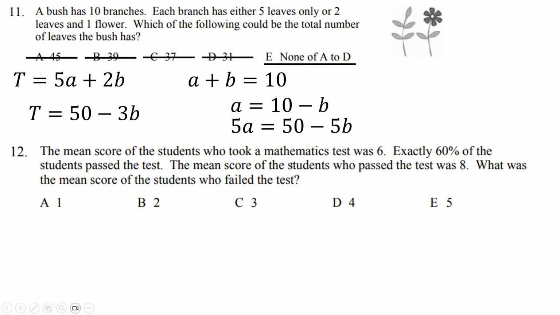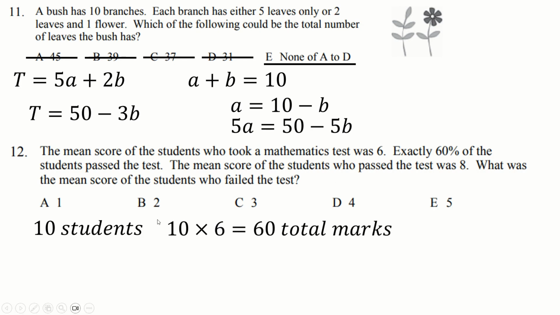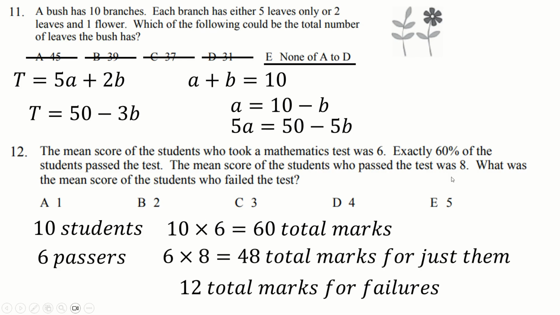And the mean score of the students who took maths test was 6. At this point, we just make up that the number of students is 10, because that's a nice number to work with if you're doing percentages. 60% passed, that means 6 passed. It also means that if there are 10 students, 10 times the mean of 6 is 60 total marks across the entire class. 6 passes, 6 times 8, because their mean was 8, is 48. That means 12 marks for all the people who failed all together. There are, of course, 4 failures based on this, and of course 12 divided by 4 gives you 3 as their average.